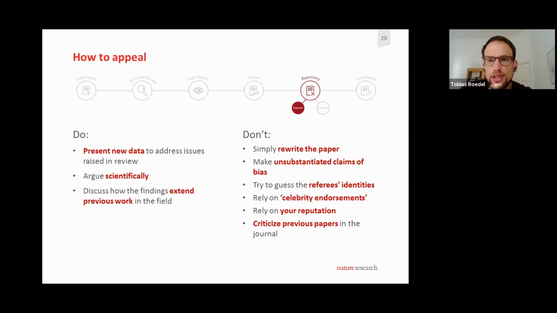When you appeal, unfortunately this happens quite often, but please don't rely on celebrity endorsements. By that, I mean, don't mention that this and this big name said that and that about your paper. And also don't say, okay, you published this paper, that's why you have to publish this paper as well. Usually this doesn't work. What does work is new data, scientific arguments, and maybe providing a new angle on how or why your results are important.